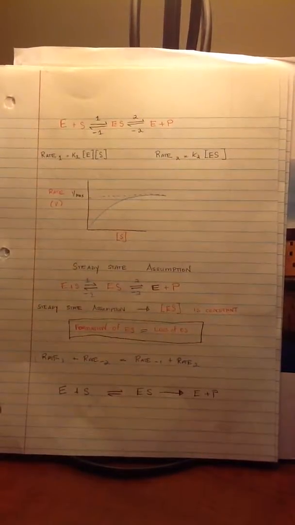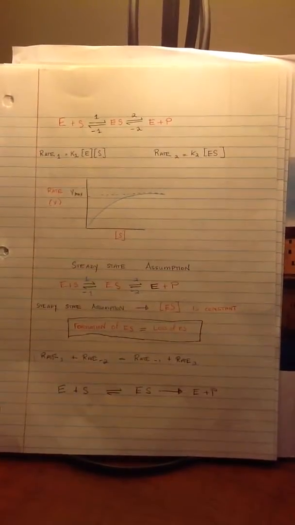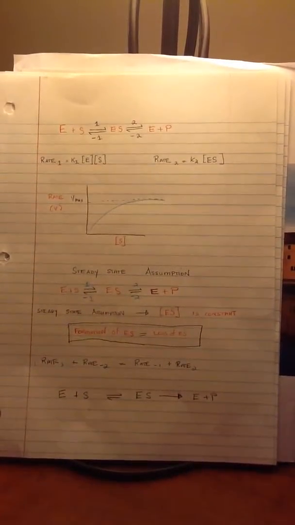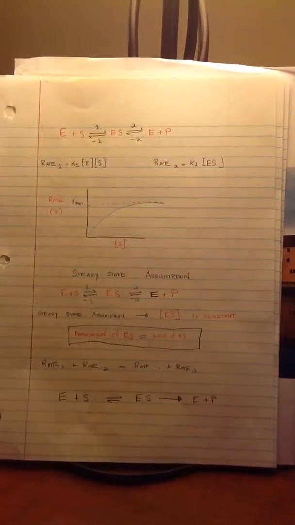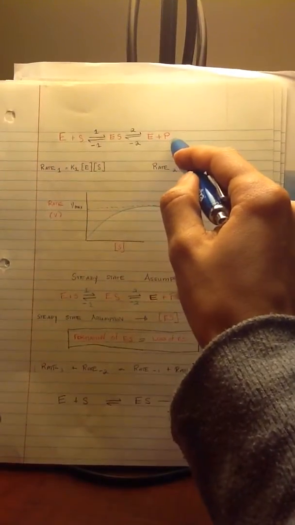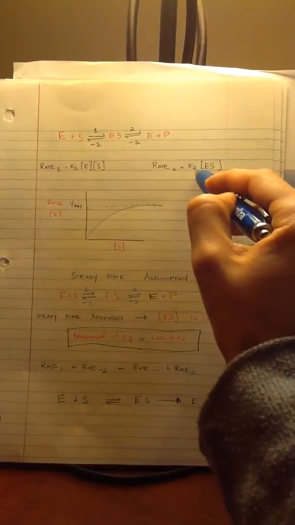the steady state assumption. So enzymes typically make reactions go faster. We can divide the enzyme catalysis reaction into two steps. First is the binding of enzyme to substrate. Second is the formation of product. Now reactions 1 and 2 have their own rate law associated with them.